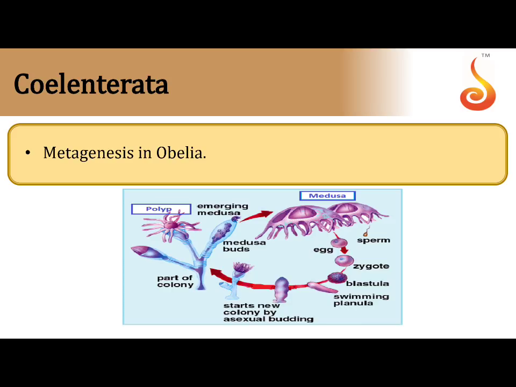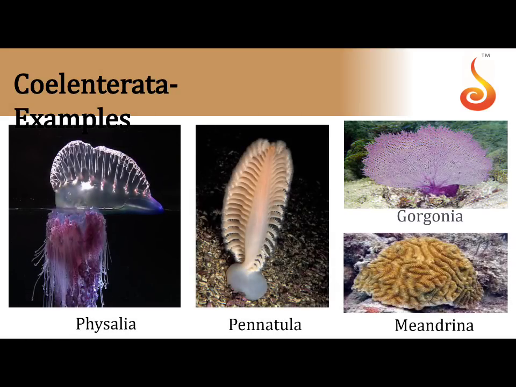So, here is the life cycle of Obelia. You can see medusoid Obelia give rise to sperms and eggs which fuse to form a zygote. Through an indirect development, due to the larval stage, planula forms into a polyp Obelia. Some of the examples seen in Coelenterates are Physalia, which is known as Portuguese man of war, Pennatula, which is otherwise called sea pen, Gorgonia, which is called sea fan, and Meandrina, which is called brain coral.